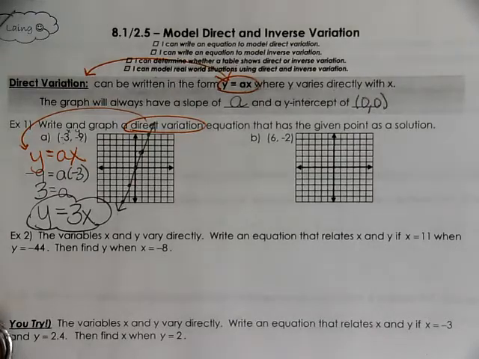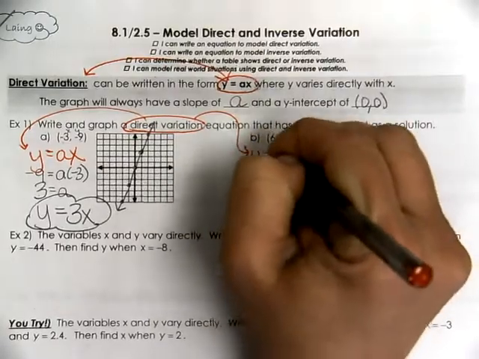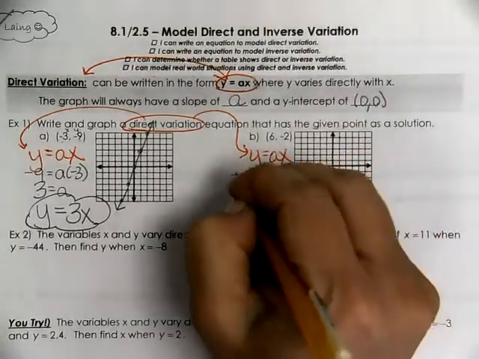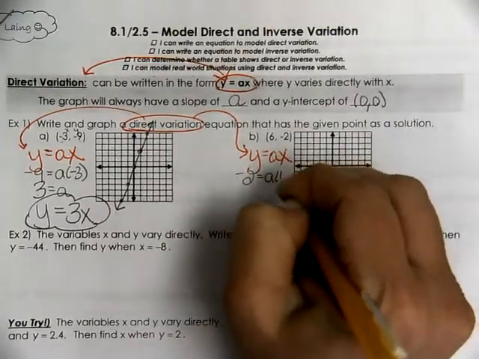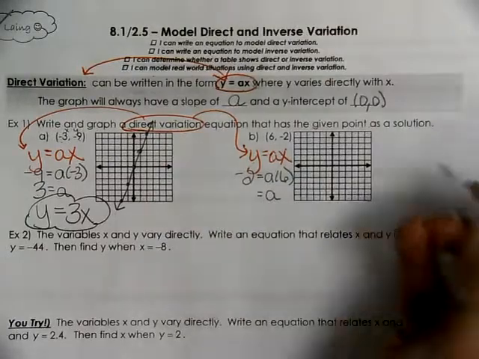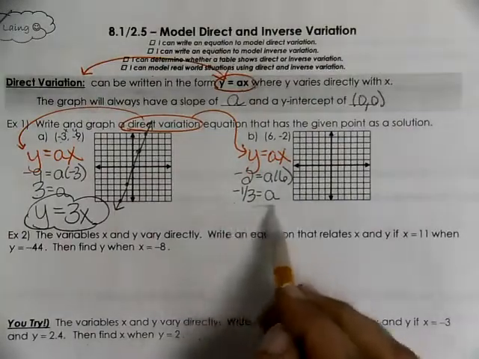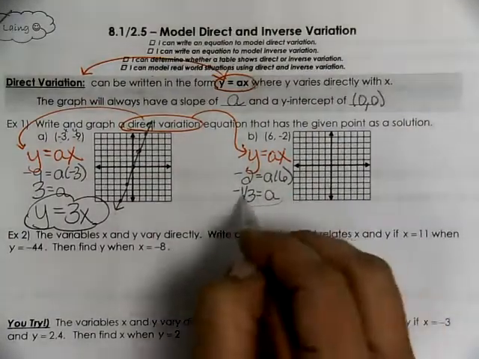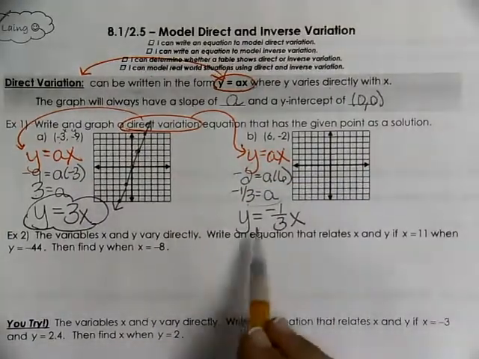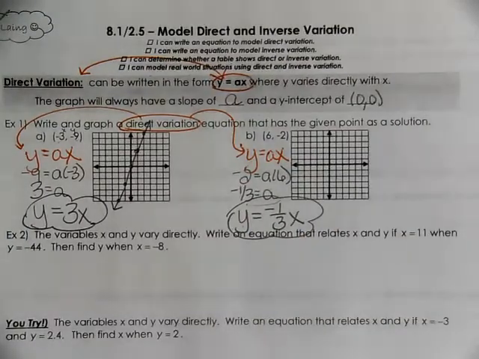Okay? So we can do the same type of thing in letter B. Again, direct variation means we're going to follow y equals a times x. And this time we're going to put -2 in for y and 6 in for x. So we will divide by 6 and we get -2/6, which is -1/3. We need to put this value in for a for it to be a direct variation equation. So that means that y equals -1/3 x will be our direct variation equation.